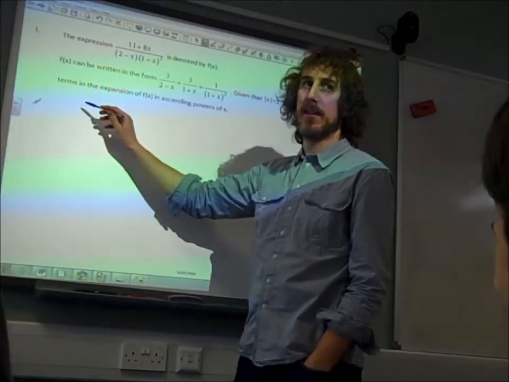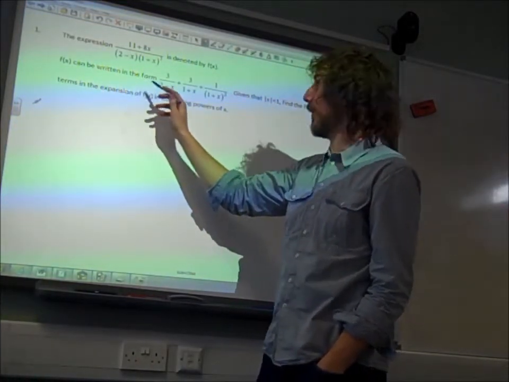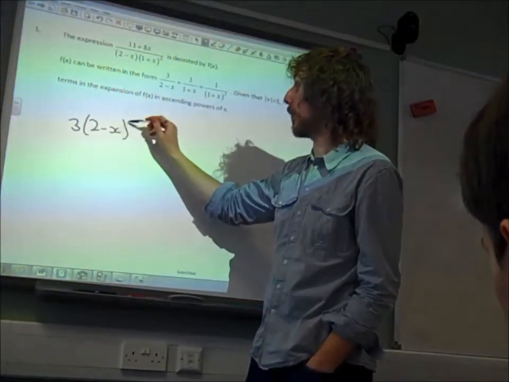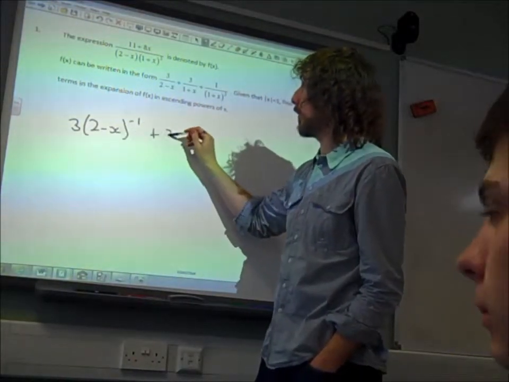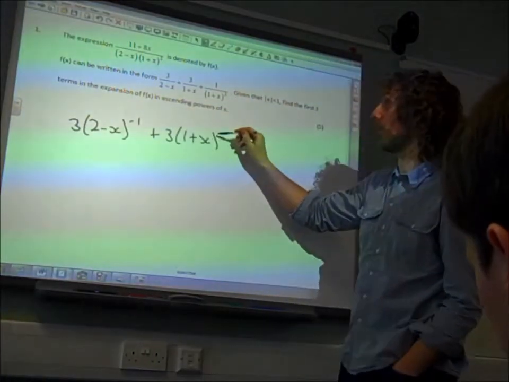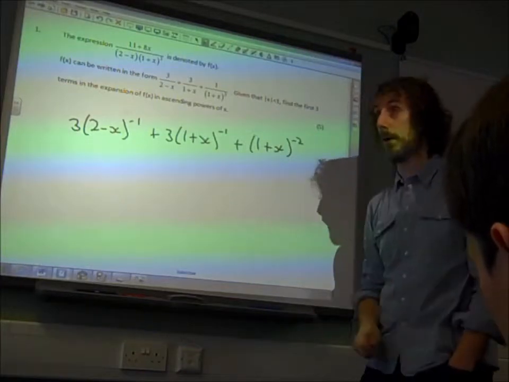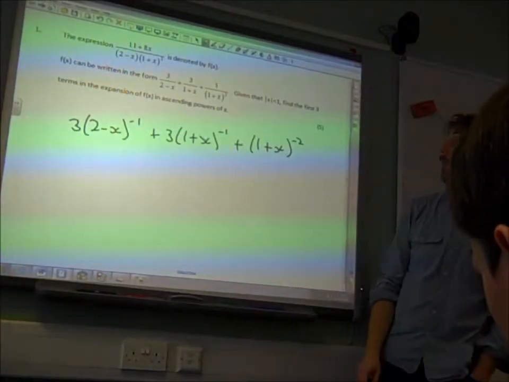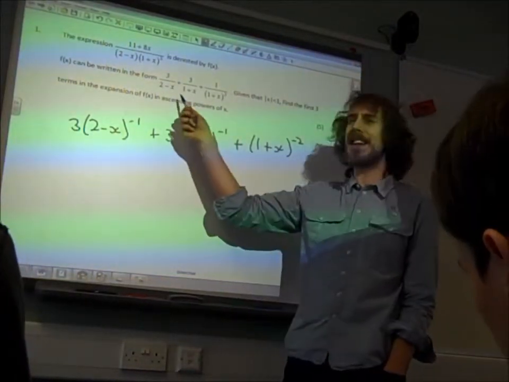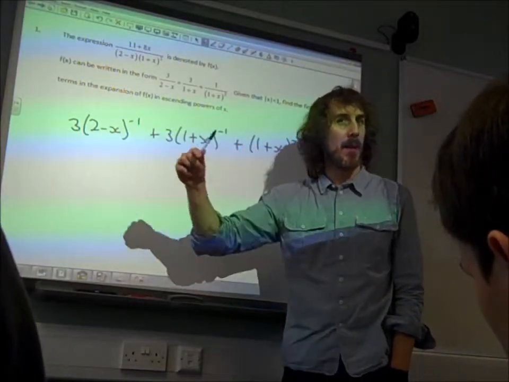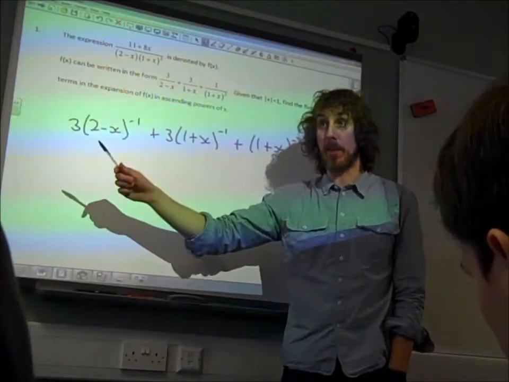Okay. So we're going to expand this stuff here, which is 3 lots of 2 minus x to the minus 1, plus 3 lots of 1 plus x to the minus 1, plus 1 plus x to the minus 2. And we've only got to do the first 3 terms in ascending powers of x. Ascending means start small and get larger. The numbers go up each time.